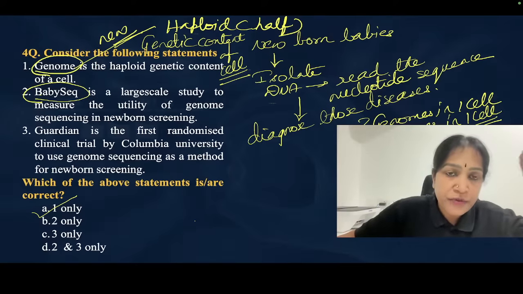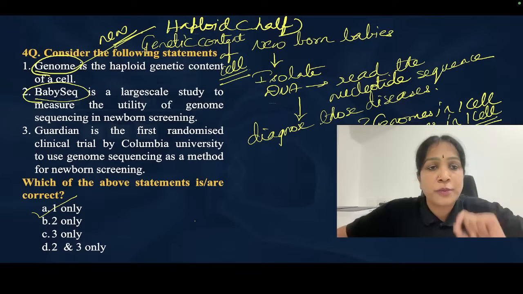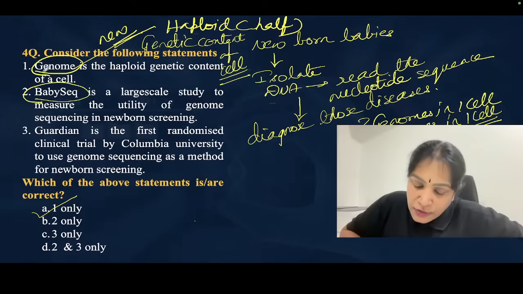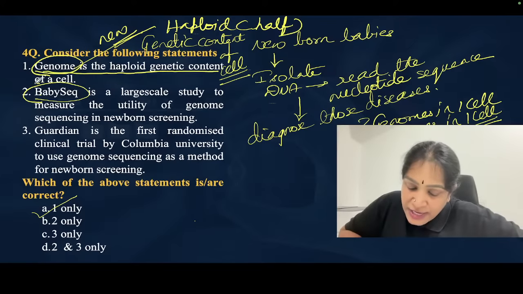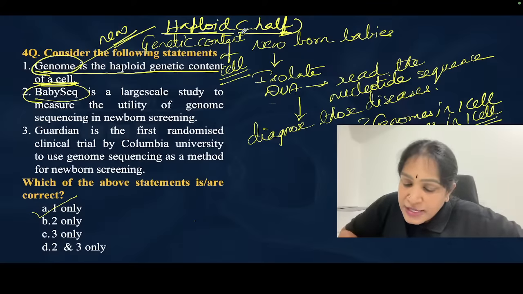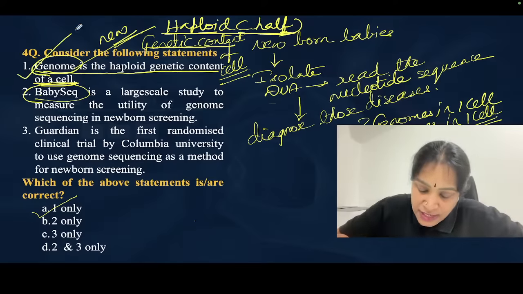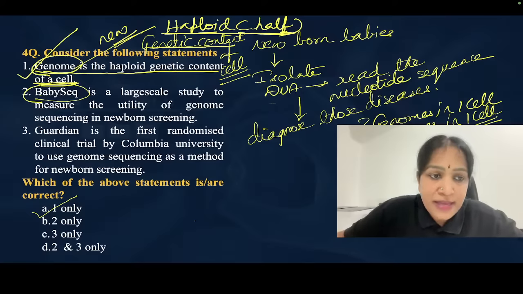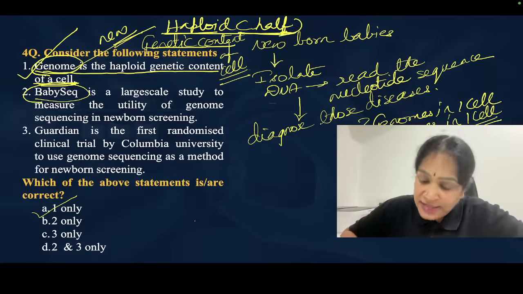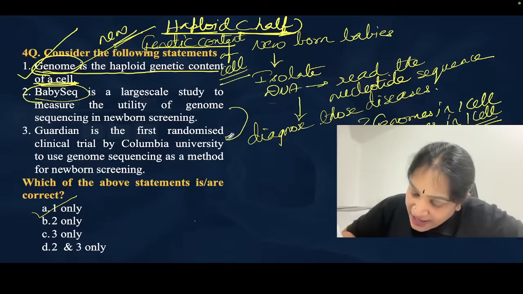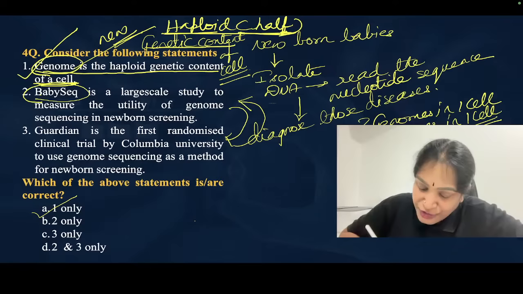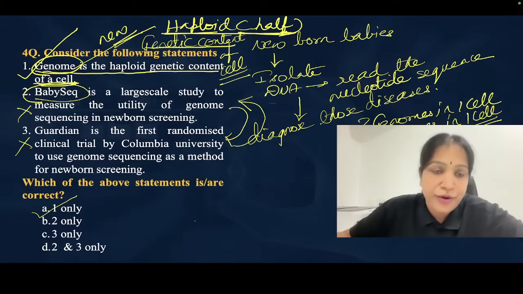Is it clear? One set of 23 chromosomes from the mother, one set of 23 chromosomes from the father. So genome is the haploid genetic content of the cell. Haploid means half. Genome is half the genetic content of a cell. So the first statement is correct. The second statement is just rearranged, so it is wrong.